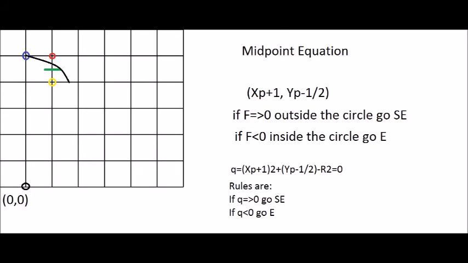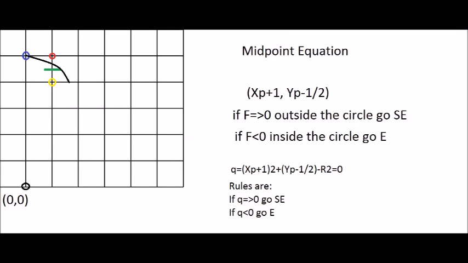The midpoint is always going to be 1 block east and half a block south, so it's going to end up southeast. We can represent this in our equation as xp, which means the previous x, and yp, the previous y. So xp plus 1, yp minus 1/2, meaning that's going over 1 and down 1/2. This will be the point that we always use whenever we plug it into our equation.